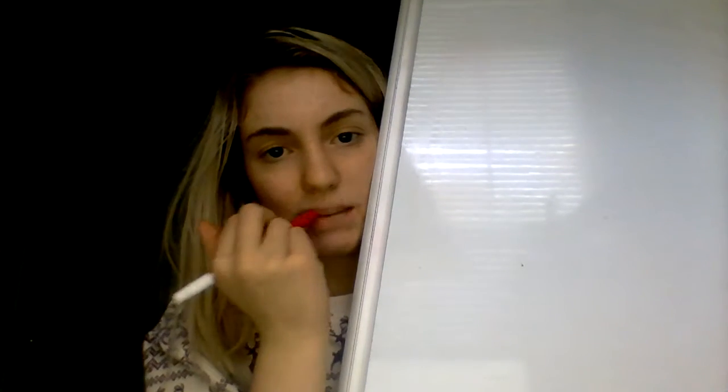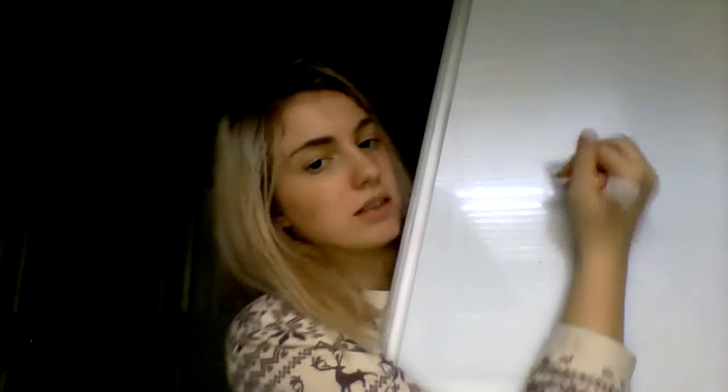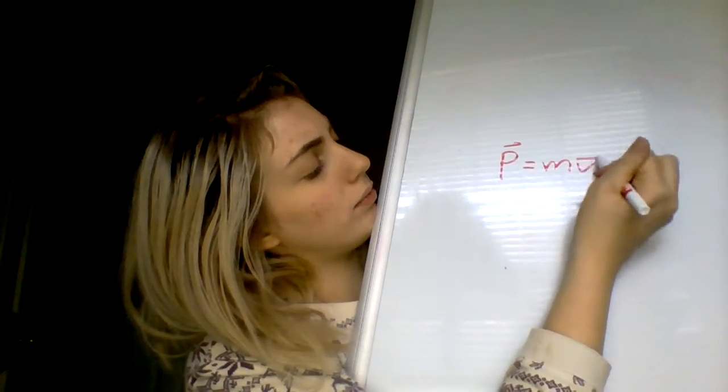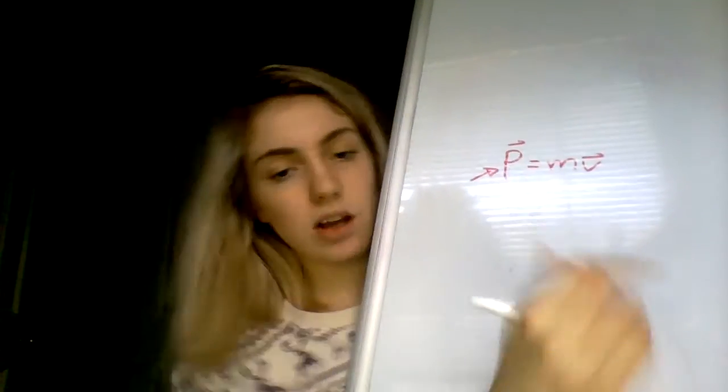And then we know that the momentum of the system is the vector sum of the momenta of all the particles that make up the system, and that the momentum of a particle is p equals mv, and then we also know that this is a constant.